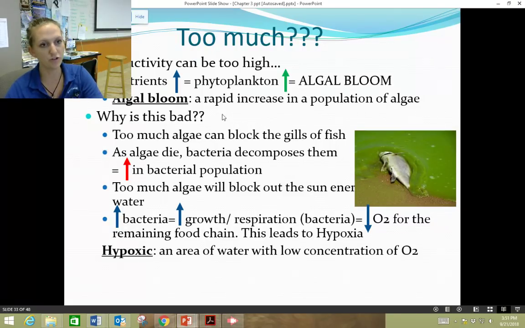So when there's too many nutrients, it causes an algal bloom. The algae dies. They need to be decayed. The bacteria that are decaying them are using up all of the oxygen, and it creates a hypoxic water situation. Know this slide. If we need it explained more, we can explain it more, but we need to know why algal blooms are bad. We need to know why too many nutrients is a problem. We need to know what leads to hypoxia.